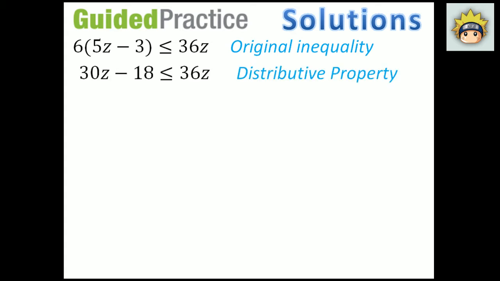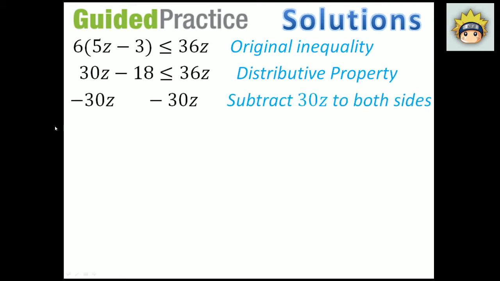Use the distributive property, so I'm distributing the 6 inside the parentheses to each term. 6 times 5z is 30z. 6 times negative 3 is negative 18. This is what happens to the left-hand side after I use the distributive property. I have to subtract 30z from both sides because it is the smallest of the variable terms. On my left-hand side, it should be a negative 18. This should be negative 18 is less than or equal to 6z.